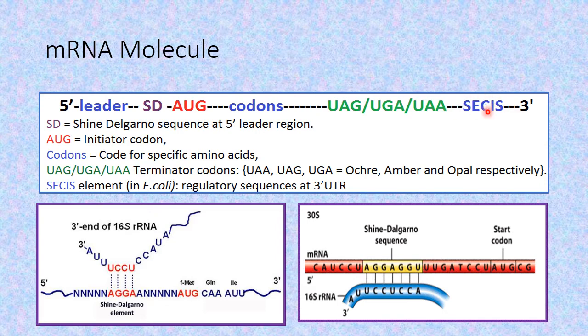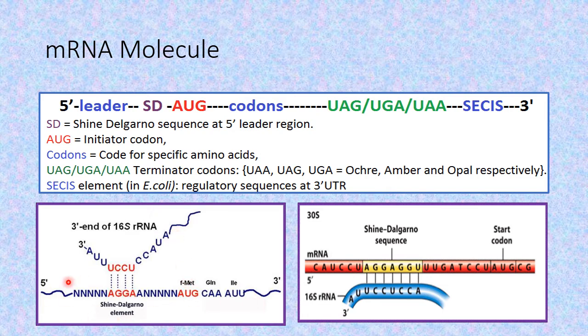This is followed by 3' UTRs, and in case of E. coli, it is this SECIS element. So these 3' UTRs, they will have their own role during the termination process. So the messenger RNA itself defines the initiation point, then the elongation will be carried over from the start codon to the stop codon, and once the stop codon is reached, termination of protein synthesis or translation will be there.